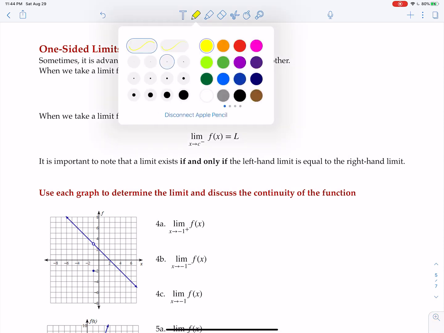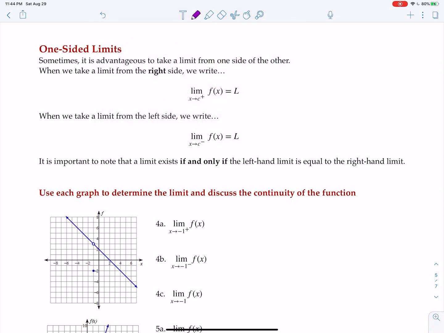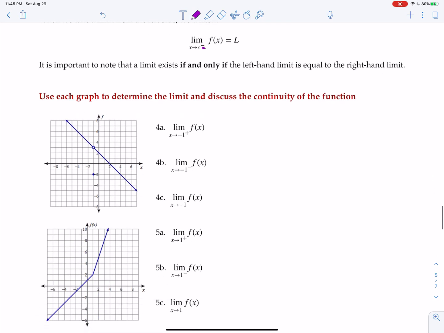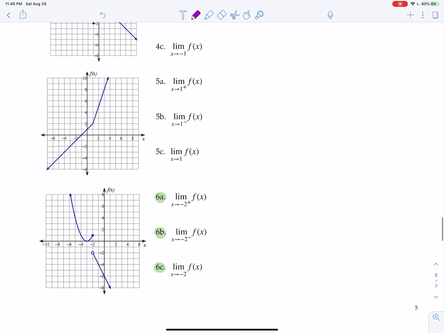Before we get there, just check your notation. This is kind of a weird thing. You will sometimes see a plus or a minus in what we call the superscript or that exponent position. If you see a plus in that position, that means we're taking the limit from the right-hand side, or a right-hand limit. If you see that minus or the negative sign in the exponent position, that means we are taking a limit from the left-hand side. And I'll talk about what that looks like in problem number 6 on this page right here.